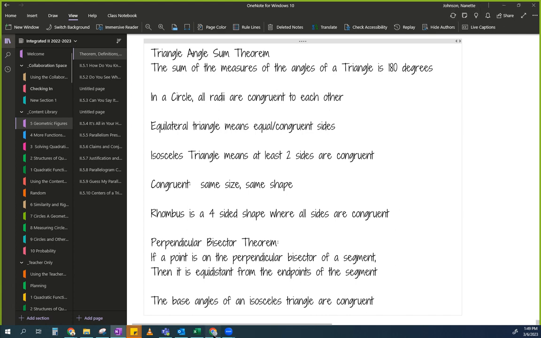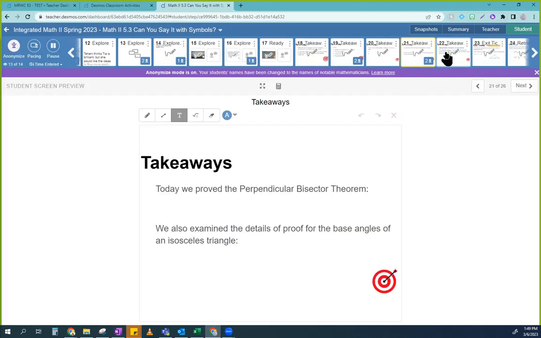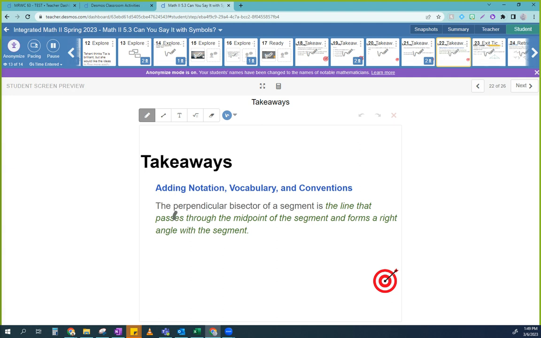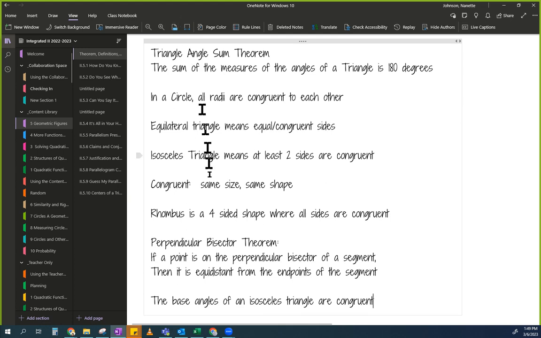So let me finish off our takeaways and I think we're done. Okay, so the perpendicular bisector of a segment is the line that passes through the midpoint of the segment that forms a right angle with the segment. So this is the definition. Make sure that you're comfortable with the couple of theorems that we've started with. By the end of all of our geometry sections, we have quite a few. We have this one, this one, this one, this one. We'll have a whole list of things and you can organize it how you want.